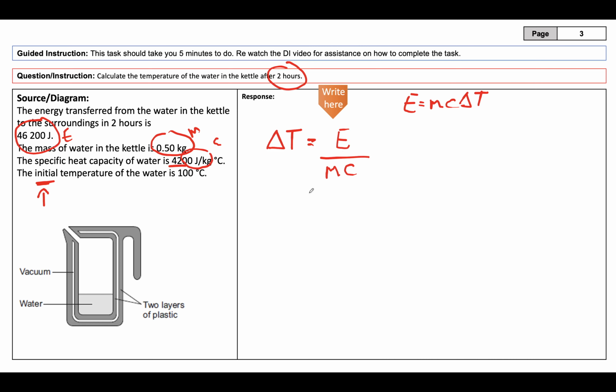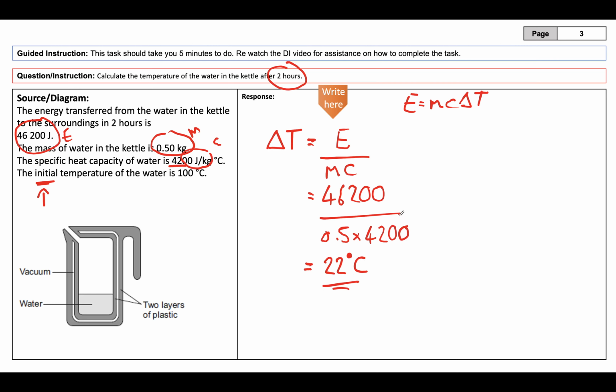So delta T equals E over MC. So our energy was 46,200. Our mass was 0.5. And our specific heat capacity was 4,200. I will type that into my calculator. And the value I get for my change in temperature is 22 degrees Celsius. So that's my temperature change.